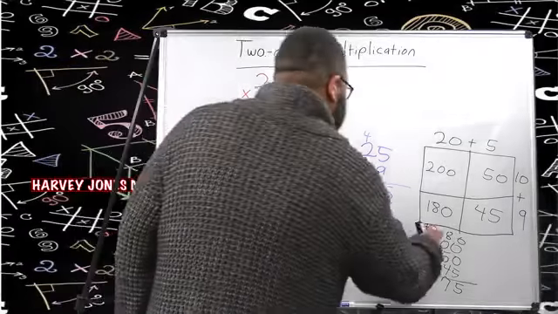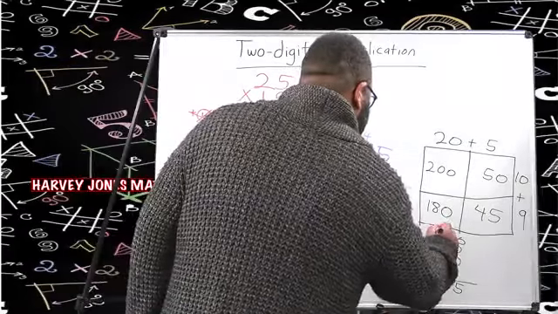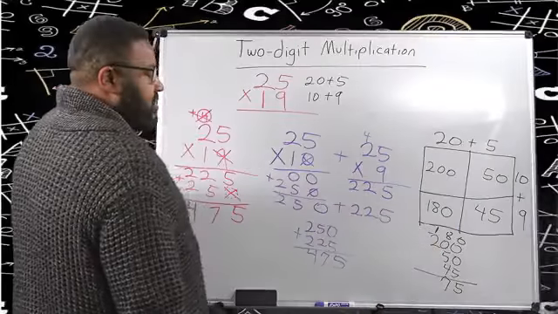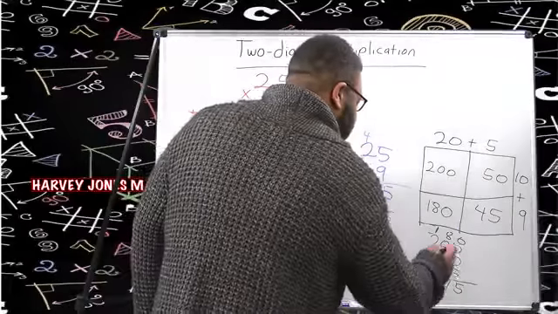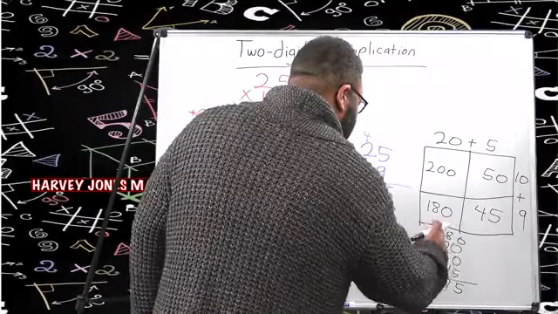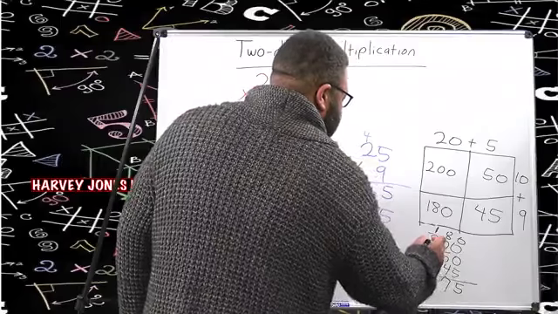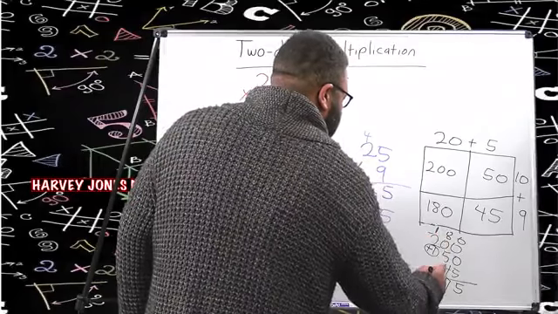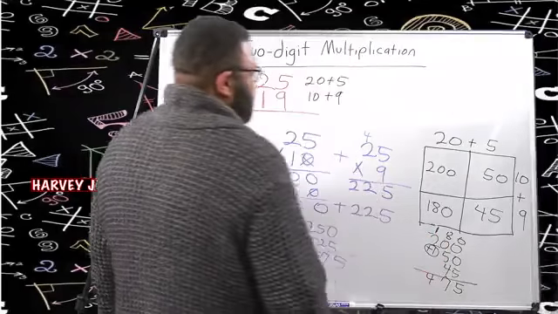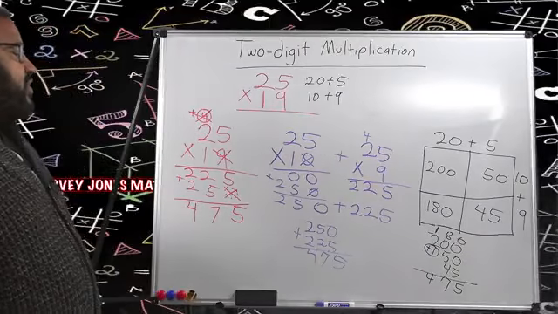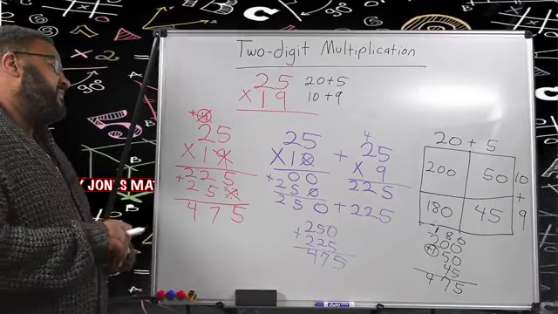Sorry about that, folks. That's 180. And so that's 17. Carry my 1 up here. In fact, I can put it right here, plus the 1 right here. So what is that going to be? That's 2 plus 1 plus 1. That'll give us 475.